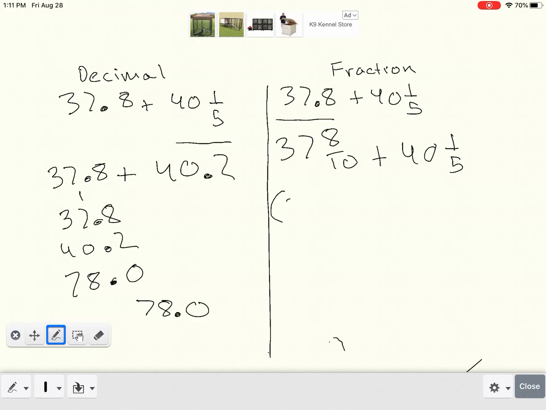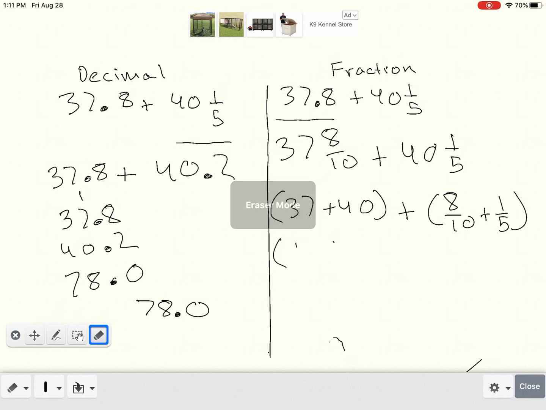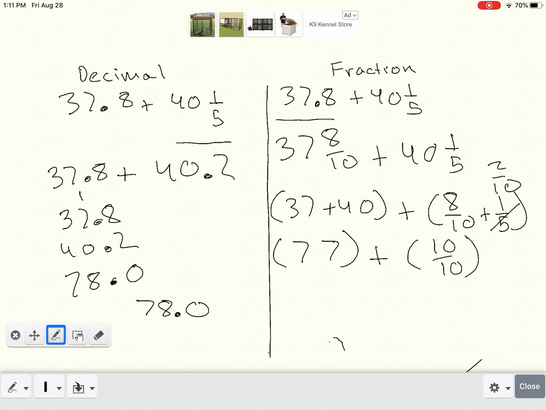All right, now let's separate out our integers and our fractions. So we're going to have a 37 plus 40, and then a plus 8 over 10 plus 1 over 5. Okay, so what's 37 plus 40? Well, 37 plus 40 is going to be equal to 47, or no, it's not. It's going to be equal to 77, and then 8/10 plus 1/5. We're going to change this to 2/10, and then we add 8/10 plus 2/10. We're going to get 10/10. And hopefully you guys know that 10/10 would be equal to 1. So now I have a 77 plus 1, which should be equal to 78.